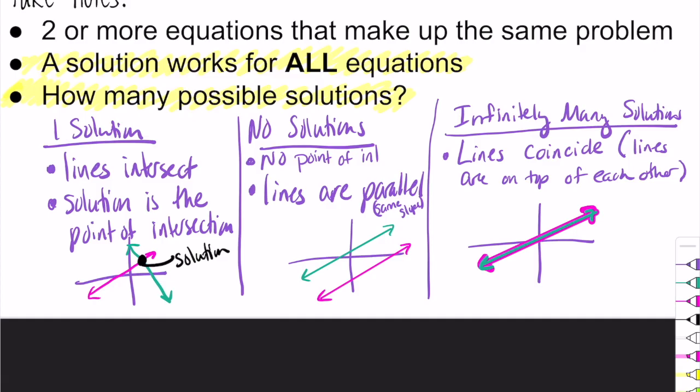So in your notes, make sure that you have this written down. When there's no solution, when there's infinitely many solutions, when there's one solution. So there are going to be infinitely many solutions when the lines coincide. That means when they're on top of each other. It's really important that you have an understanding of this and that you have this copied down into your notes. So pause the video and get this copied into your notes, and when you're finished, you can restart the video.